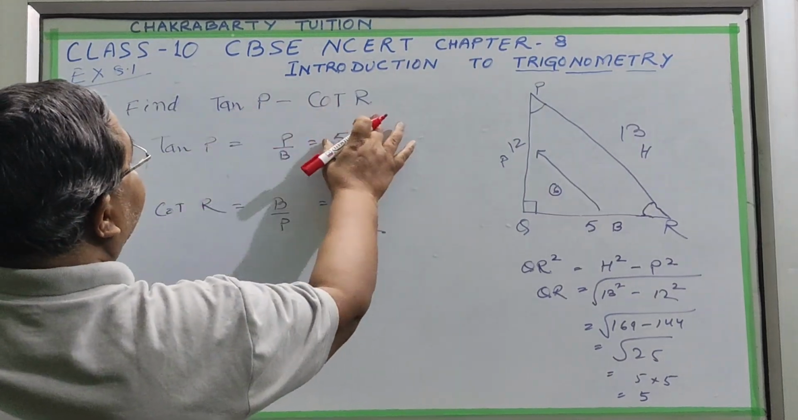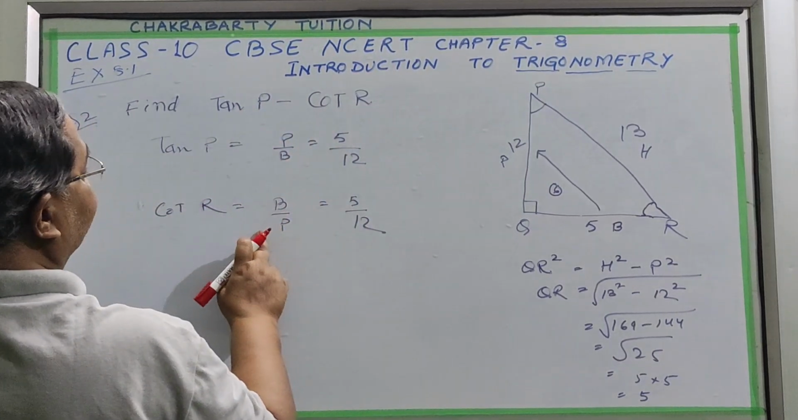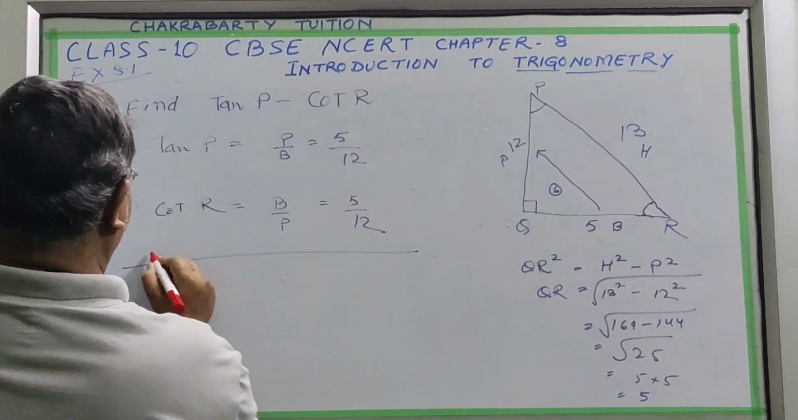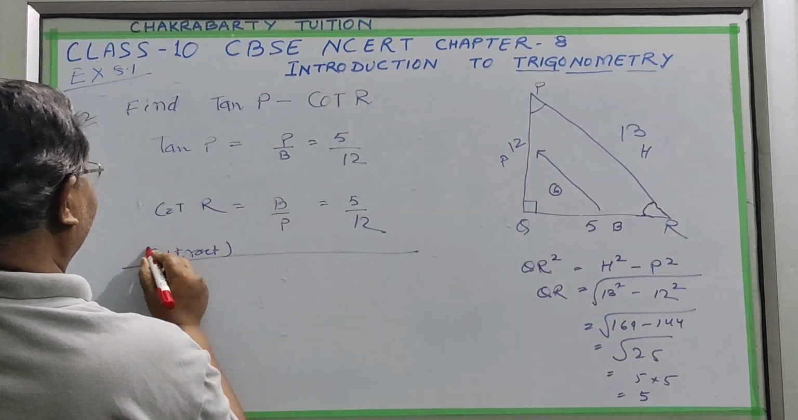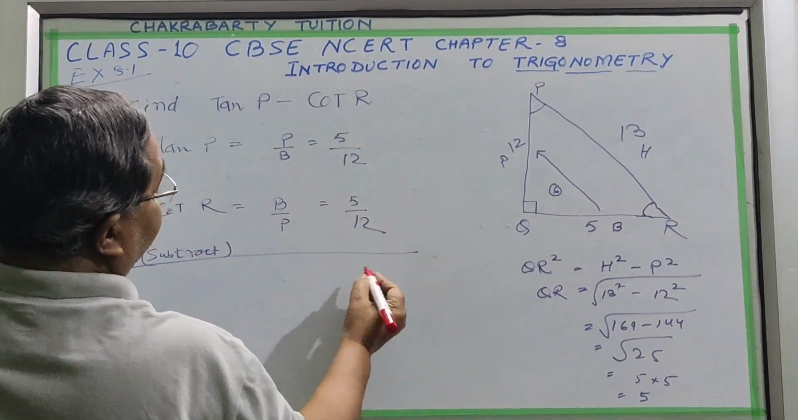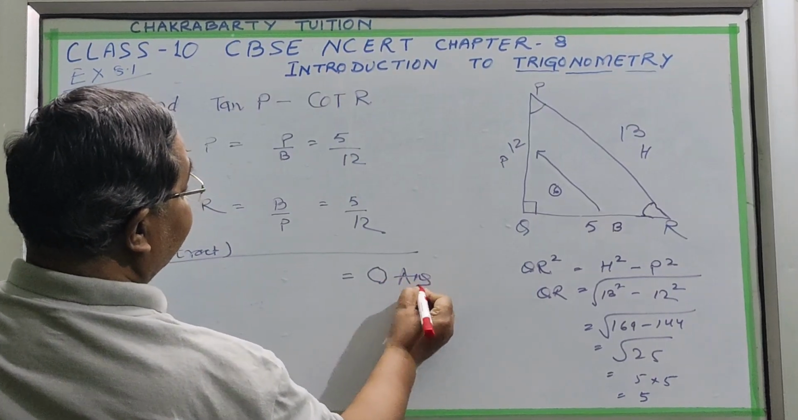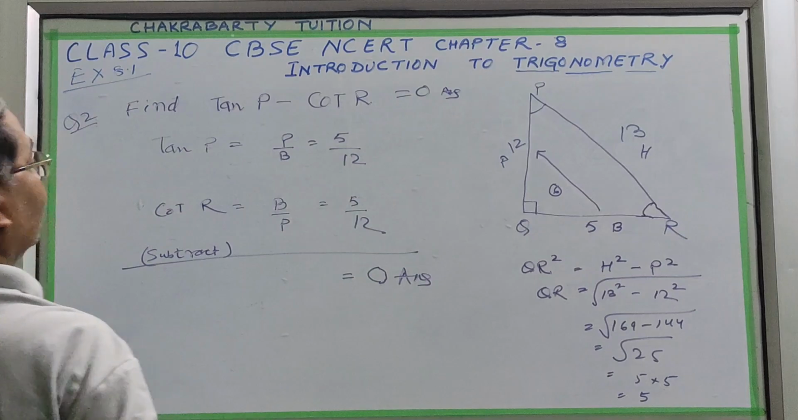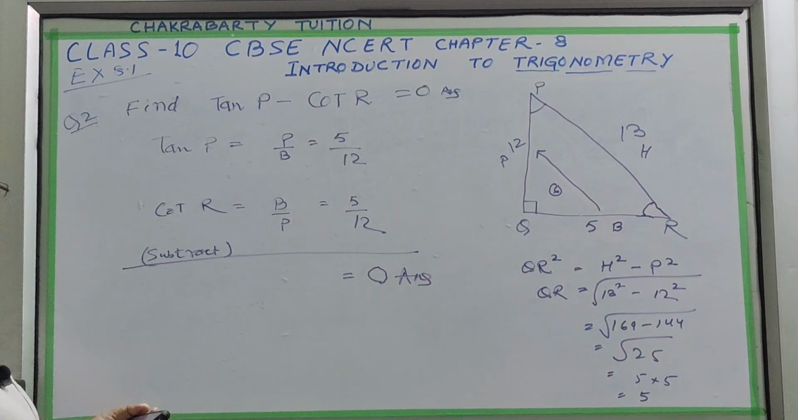Now if you subtract, tan minus cot, what will remain? 5 upon 12 minus 5 upon 12, and 0 will remain. So the answer is 0. This is your answer. Question number 2 is over. Now we will go to question number 3.